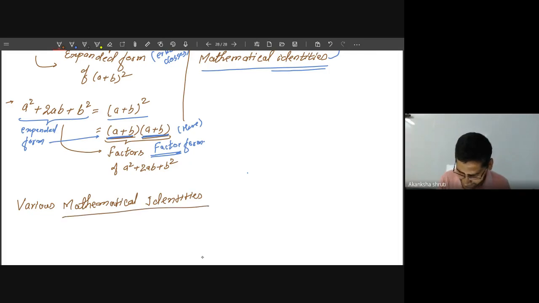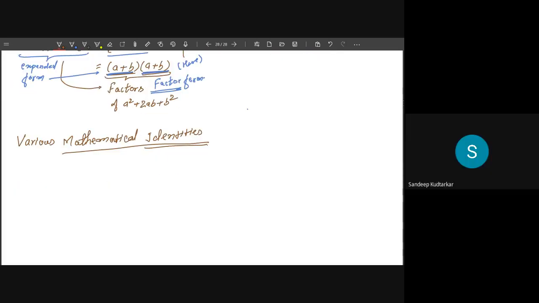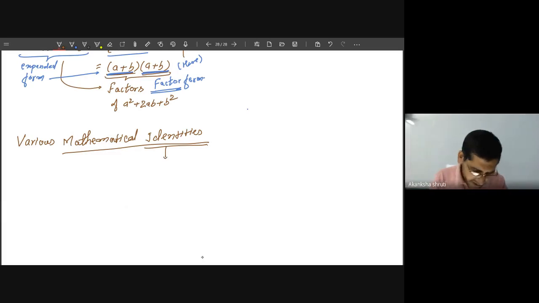What are various mathematical identities? Identities are those formulas which are true, whose left hand side and right hand side are always equal. Okay, so these identities are formulas which always hold good, formulas that can be applied.